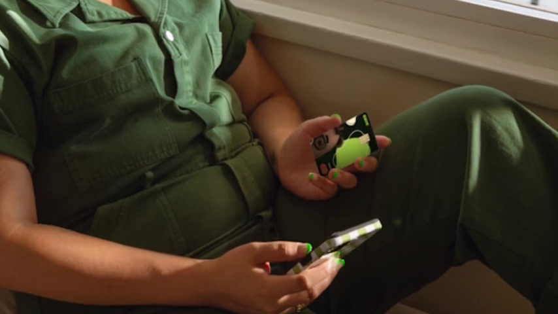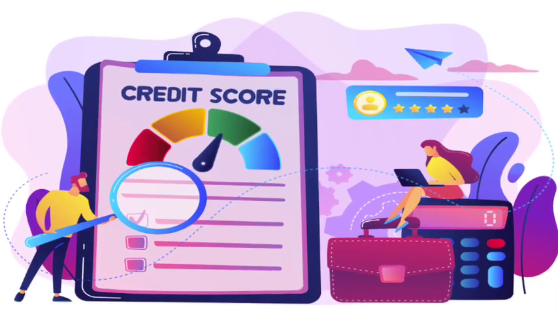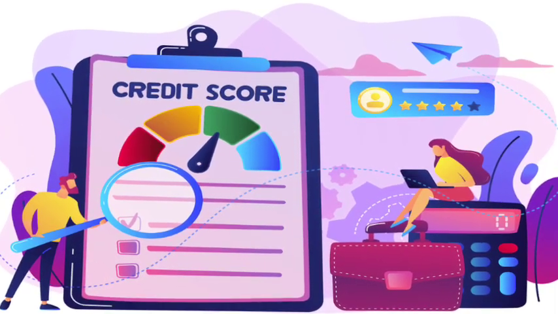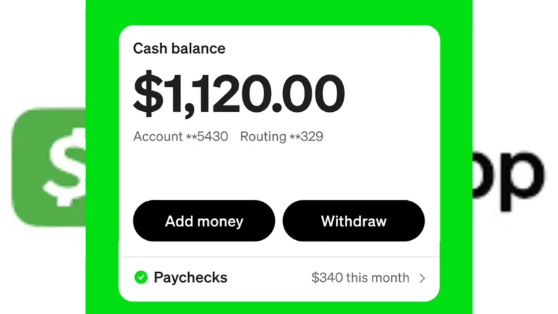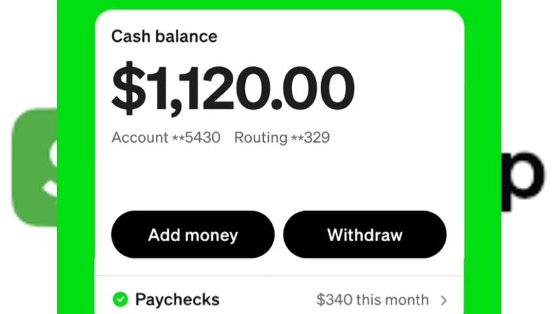Usage history. While there's no credit check, Cash App's AI looks at your account activity. Having a consistent direct deposit of $1,000 or more is the sweet spot to unlock higher Afterpay limits.